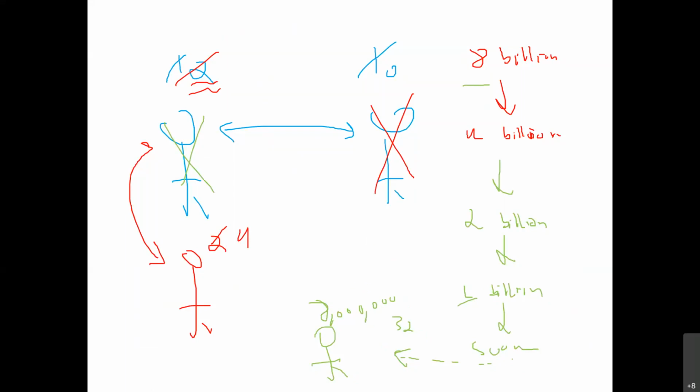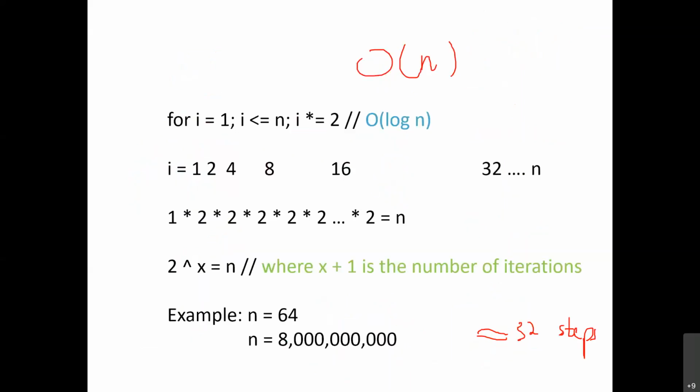And the cool thing about this algorithm, if our population literally doubles, like right now we're 8 billion. If we suddenly become 16 billion, it's only going to take 1 extra step to go from 16 back to 8, back to the normal way. So yeah, log is very cool. Moving on.